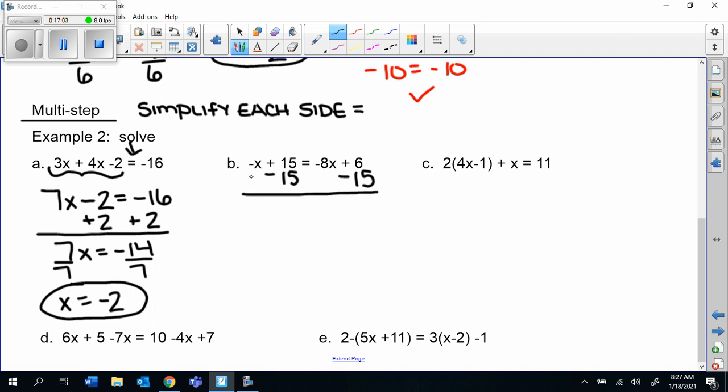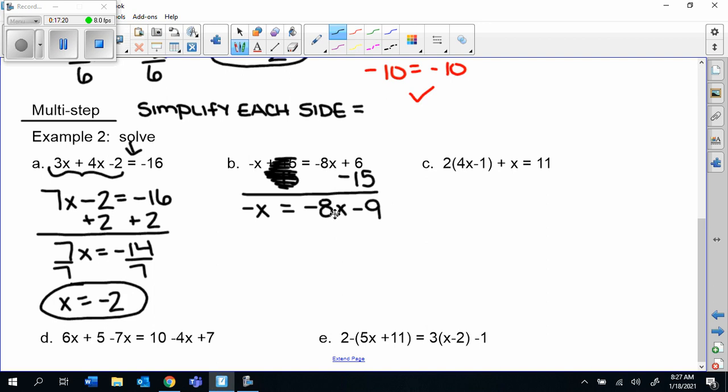And that's going to give me, bring down whatever's left, so that negative x comes straight down. This is now gone. 15 take away 15 is 0. Equals negative 8x minus 9.